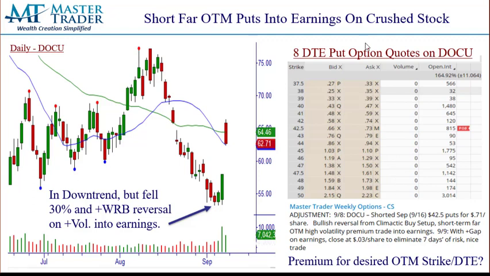And notice here, I have 8 days to expiration. We went down to the 42.50 puts. This is how we communicate new trades and adjustments to our subscribers. This was the weekly options trader. So we're shorting 42 and a half puts, 71 cents a share. We give the technical setup into earnings. The very next day it gapped up here, as you can see. We sent this adjustment out the next morning, closed it at 3 cents to eliminate 7 days of risk.